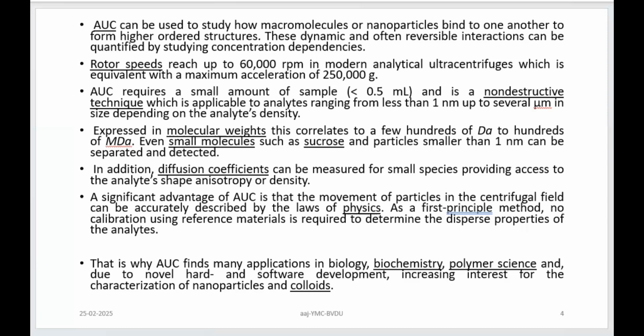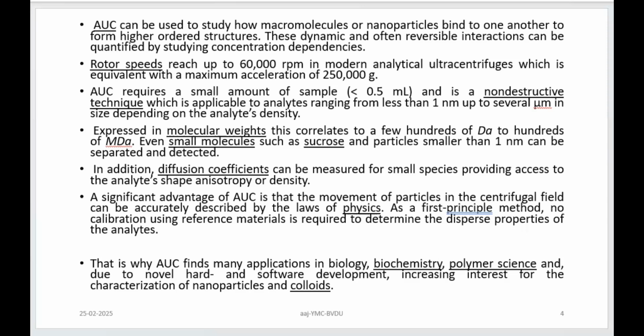Right. Now, of course, the first principle which is of use here is that no calibration using reference material is required. Whenever we talk about calibration, we talk about a standard or reference. Even in a colorimeter, you use reference material, or you use a blank, right? You set the blank, then you go for the reference. So you have a standard graph, and based on that, you identify the quantity of the analyte.